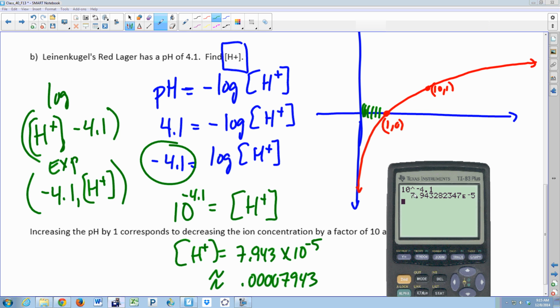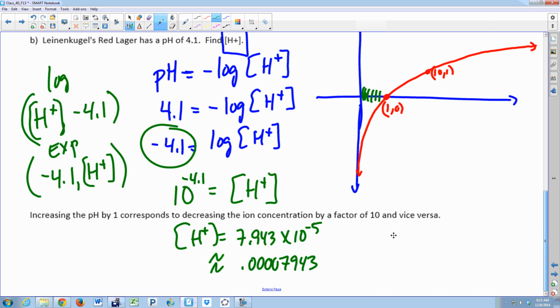So you can see here, just like with the Richter scale, that if we increase our pH level by 1, that corresponds to decreasing the ion concentration by a factor of 10. Okay, because the smaller your ion concentration is, the more acidic you are. Is that right? The concentration.